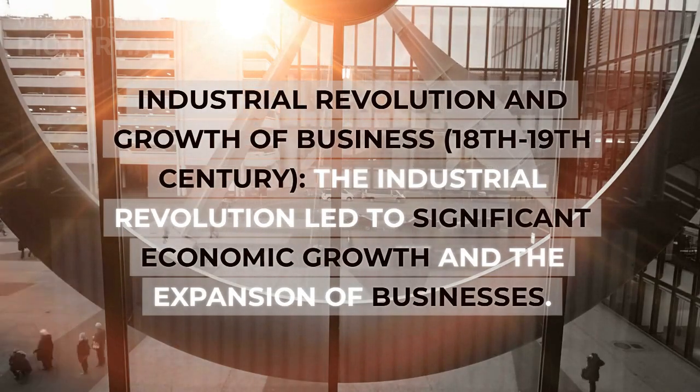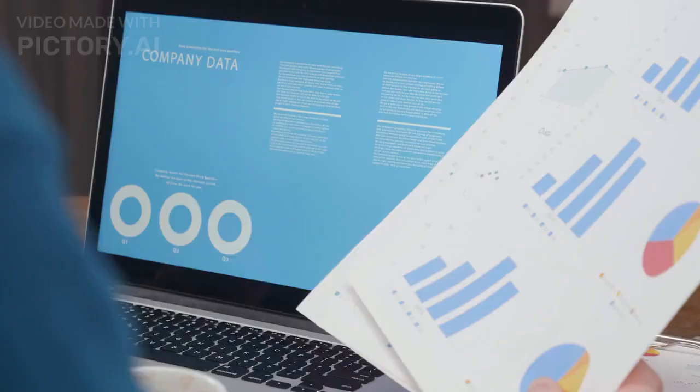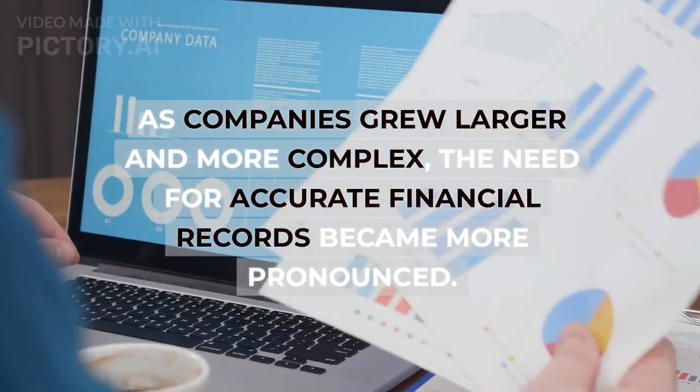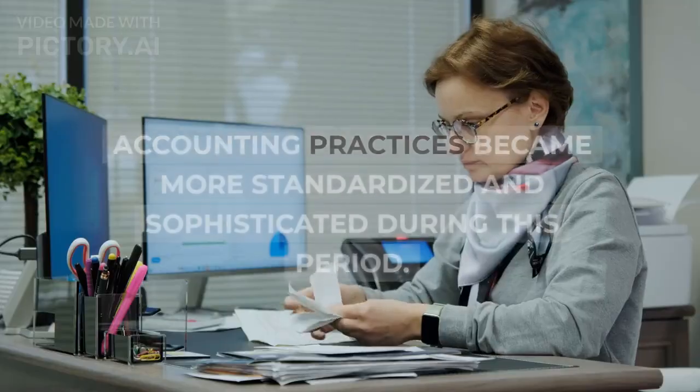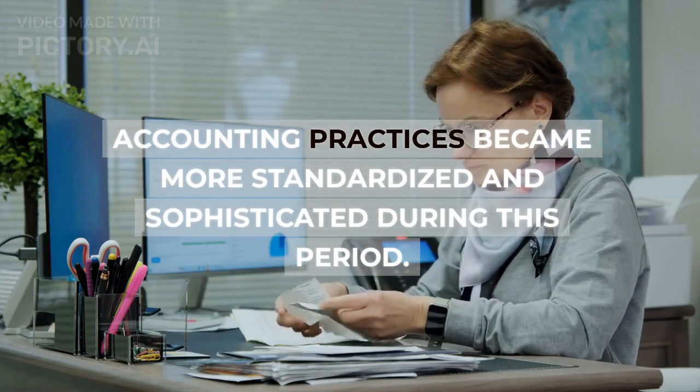Industrial Revolution and growth of business, 18th to 19th century. The Industrial Revolution led to significant economic growth and the expansion of businesses. As companies grew larger and more complex, the need for accurate financial records became more pronounced. Accounting practices became more standardized and sophisticated during this period.